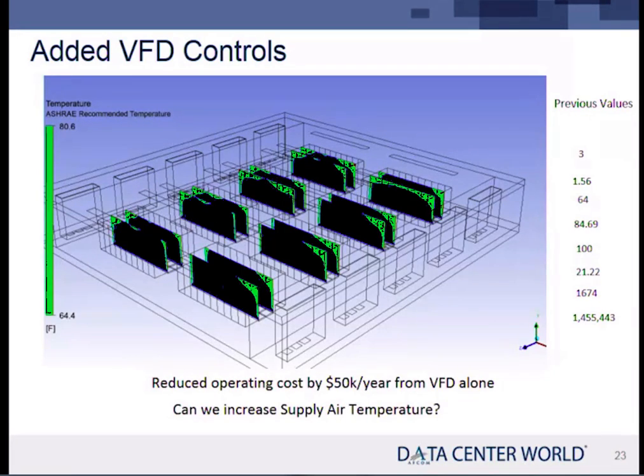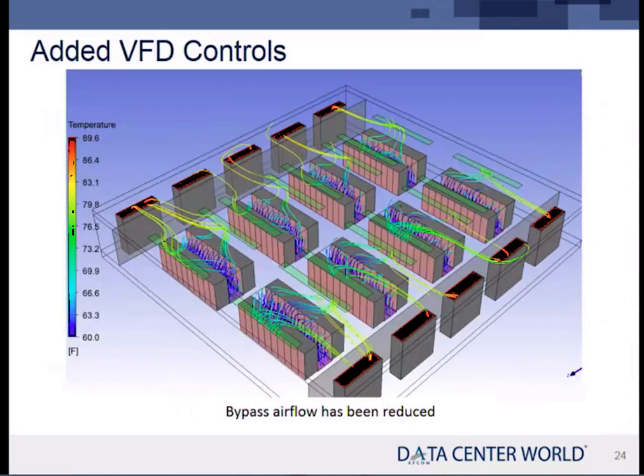Now the next step you always try to take is, can we begin to raise supply air temp? Using a modeling tool allows you to do that because you can try these what-if scenarios and experiment without the downside effect of burning up anybody's equipment. Doing it in the physical world, trial and error in the physical world, can be a little more risky.